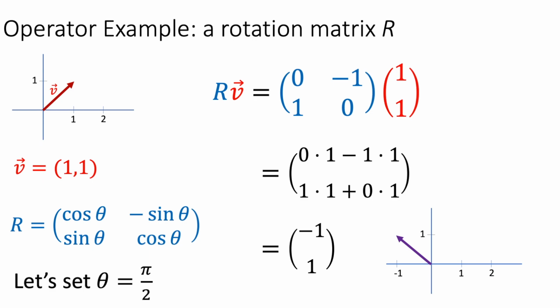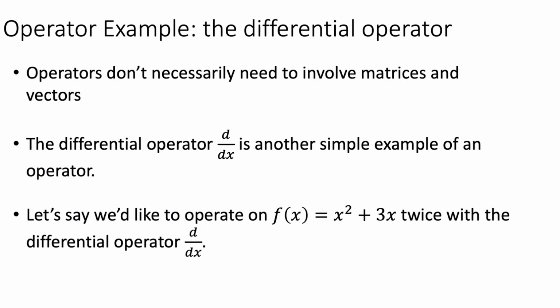So this is an example. This is a rotation matrix, and it's an operator. It operates on a vector and rotates it by whatever angle you plug in to that rotation matrix. So yeah, you can have operators that are based in matrices. They don't have to be though, right? You can have the differential operator, d/dx. That's another example of an operator. So let's do an example with that.